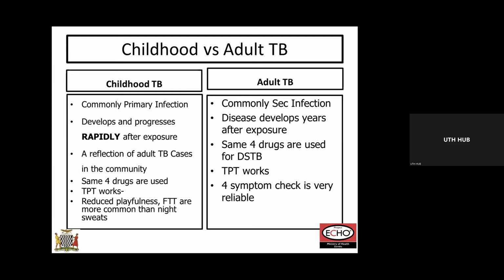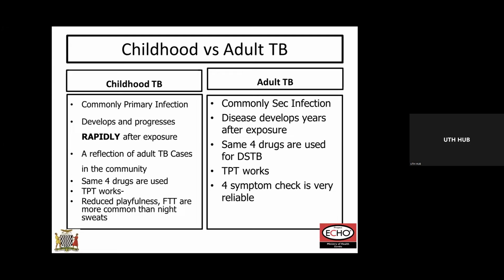So TB in children is commonly a primary infection, unlike in adults, where it's a secondary infection, where somebody had the TB and it's now getting reactivated because their immune system has been compromised or there's something triggering it to develop. Similarly, TB in children is usually fast progressing compared to adults, where it's a disease of slow progression and may appear several years after infection. So like I've said, TB in children is usually a reflection of TB cases in the community.